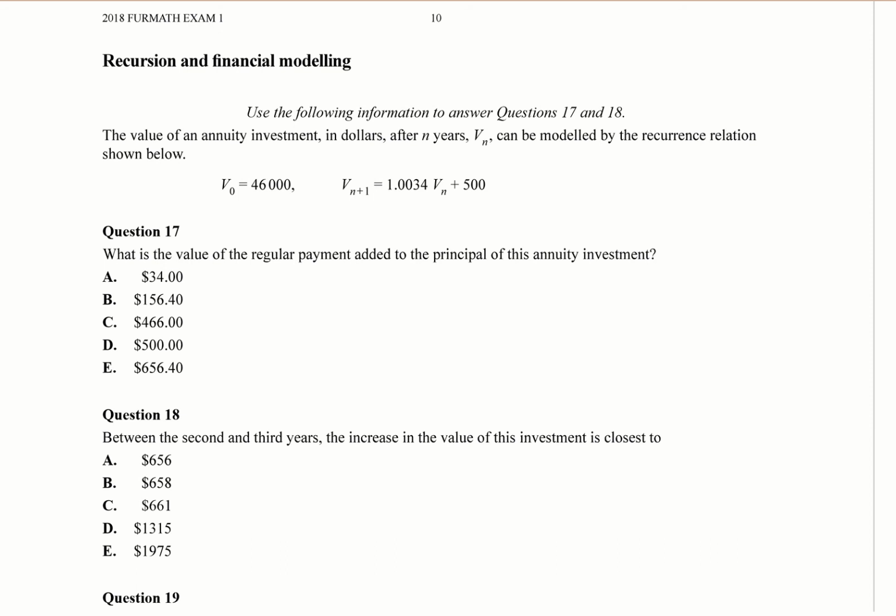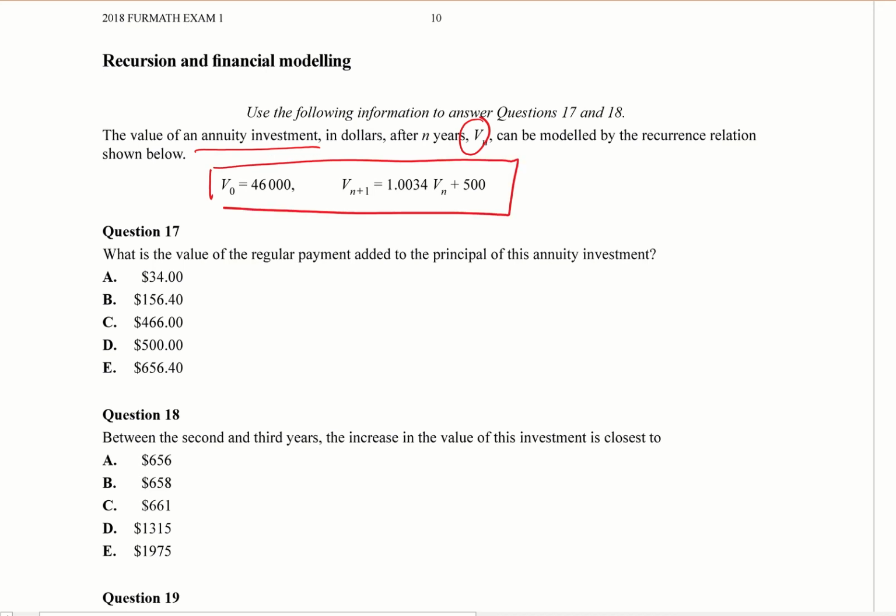Okay, so in this video we're looking at 2018 Further Maths Exam 1, and we're looking at some recursion and financial modelling questions. First up, we're looking at questions 17 and 18. As you can see, it's an annuity investment that after n years will get a Vn value, and we can model it using this recurrence relationship given here. Just as a reminder, that means V0 equals a number, comma, Vn+1 equals, and you've got the final part of your relationship there.